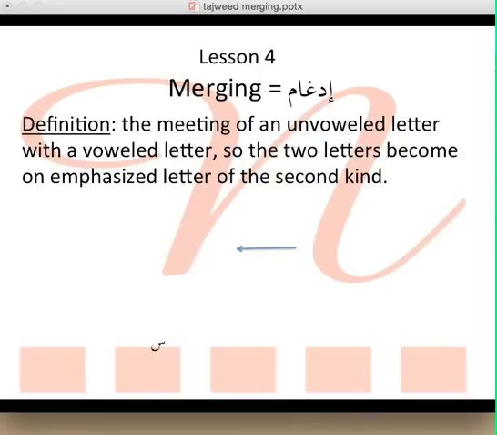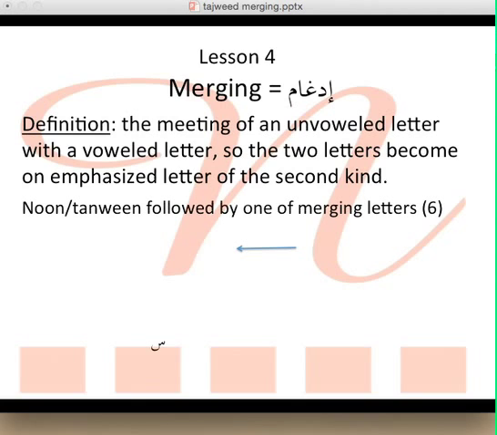So idgham is when we have the noon sakina or unvoweled noon without any vowels, no dhamma, no fatha, no kasra, and after that noon the second word would be starting with the letters of idgham. What are those letters of idgham? Coming later. Noon or tanween followed by one of the merging letters. There are 6 of them.